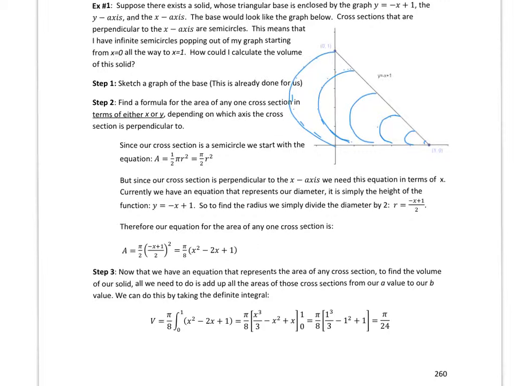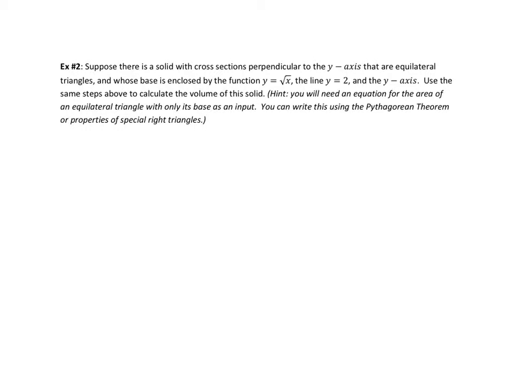I have the steps written out there for you. These steps are universal for these types of problems for the most part, so I think they should help. So let's try and apply it to the next problem on the next page. Suppose there is a solid with cross-sections perpendicular to the y-axis. Okay, that's a huge clue about how we're going to have to set this up. That are equilateral triangles and whose base is enclosed by the function y equals the square root of x, the line y equals 2, and the y-axis.